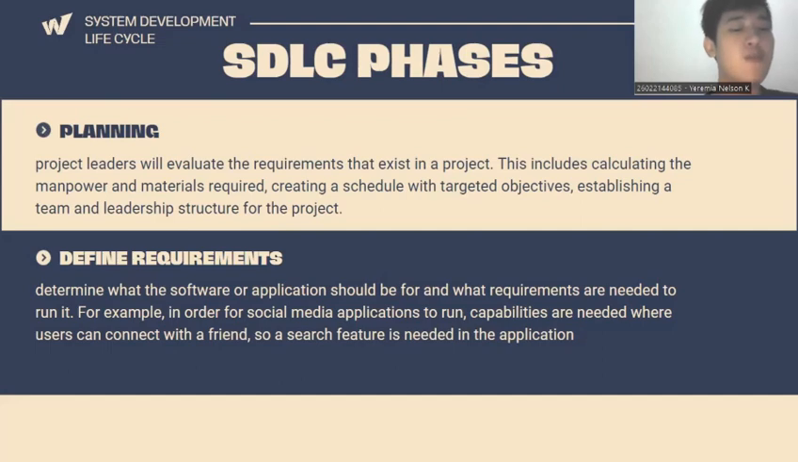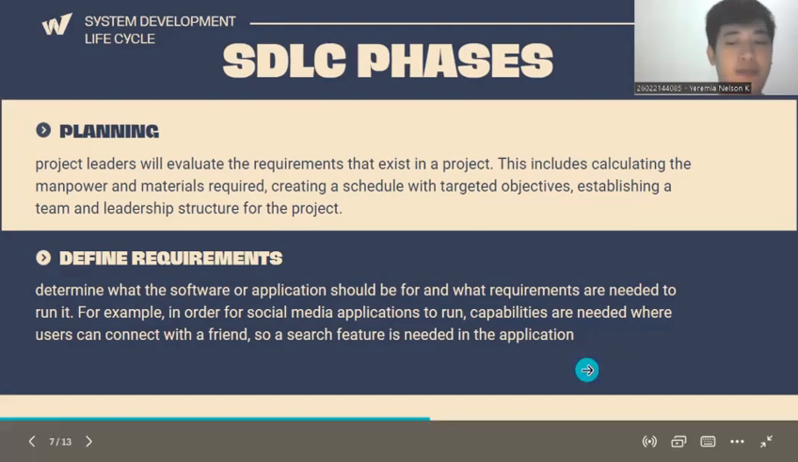The second is define requirements. Determine what the software or application should be for and what requirements are needed to run it. For example, in order for social media applications to run, capabilities are needed where users can connect with a friend, so a search feature is needed in the application.